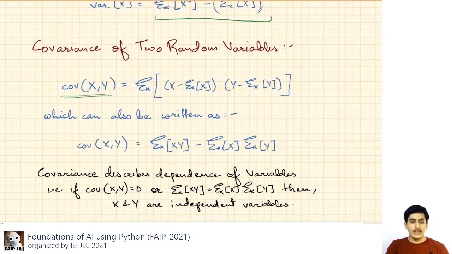So how much does x vary with y? We recall that we studied something like this, that when x goes up, y goes up. This was what we said, that they have a positive correlation. To some extent, this is what we are trying to understand, how much x varies with y. That is covariance of x, y. And this is the expression for that.